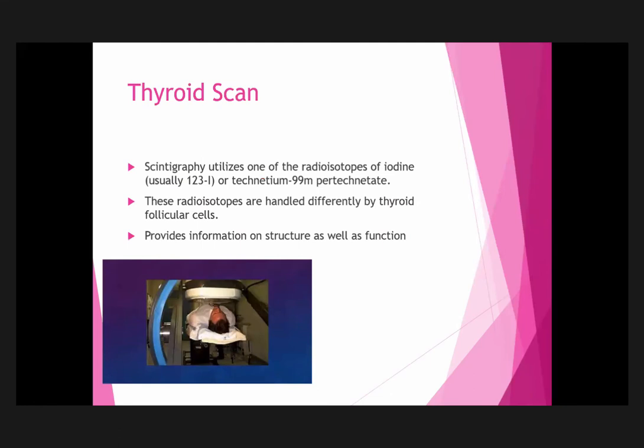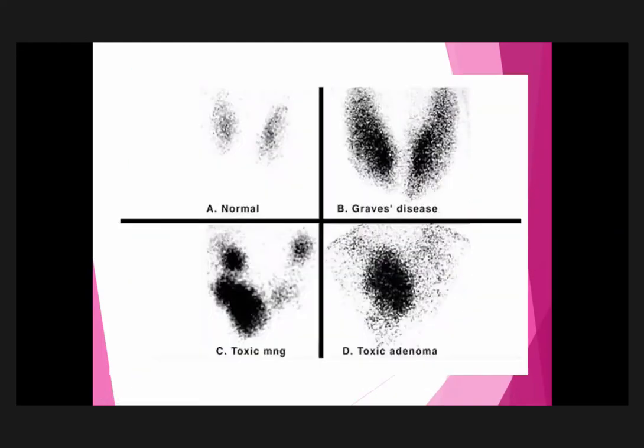So thyroid scan, as I said, scintigraphy, is a very good type of examination. How does it look, as in this picture? You see the thyroid gland, brightly shining. This is the normal thyroid gland. It could be colored or black and white. Here on the right picture you see Graves' disease. The size of the thyroid gland is increased.